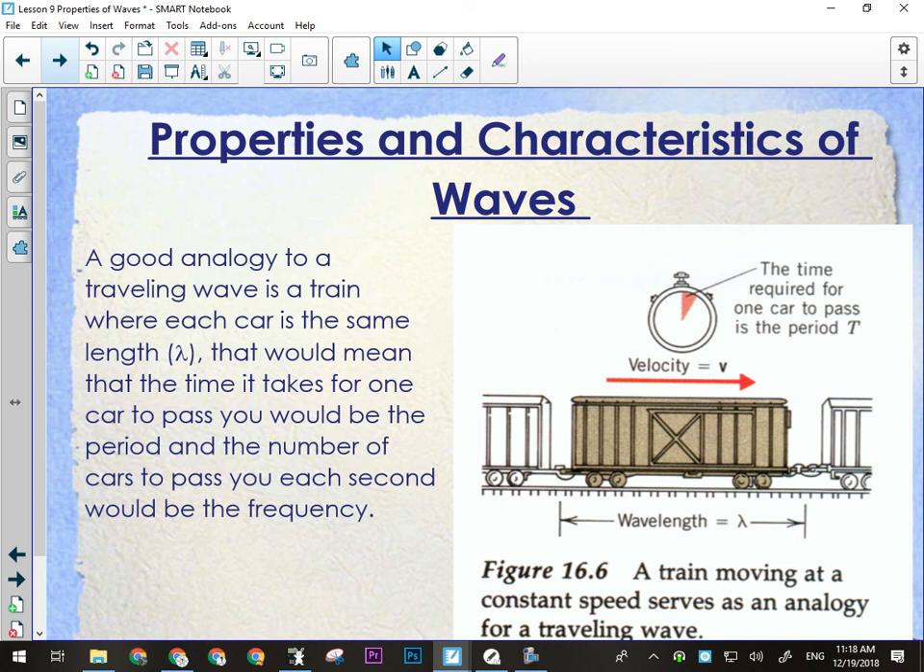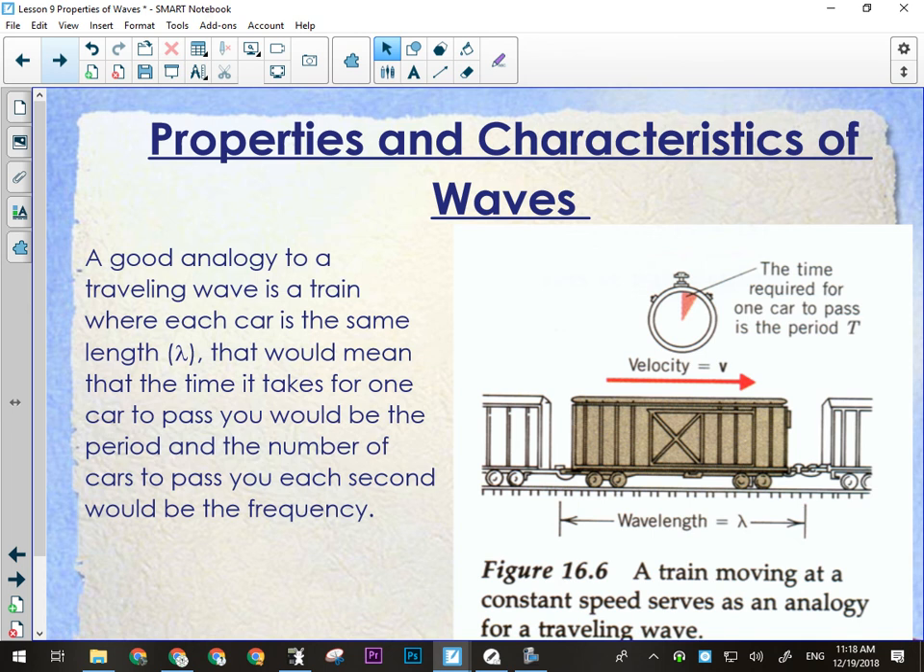All right, so a good analogy would be a train. If we're trying to keep all this stuff straight in our heads, the speed of the train is the speed of the waves. The length of each car is the wavelength. The number of cars that go by every second is the frequency. The time it takes for one car to go by is the period. So that's just an analogy if you're having trouble visualizing it in your mind.